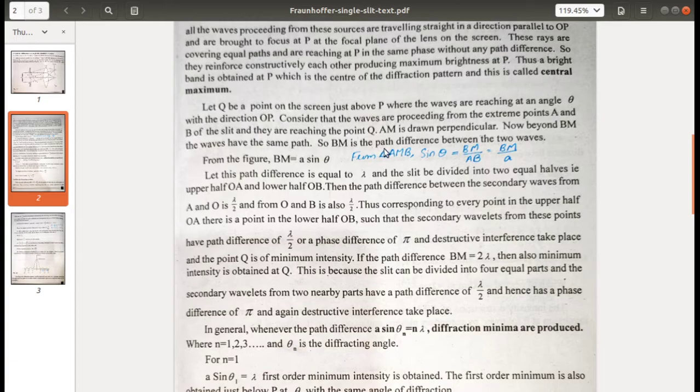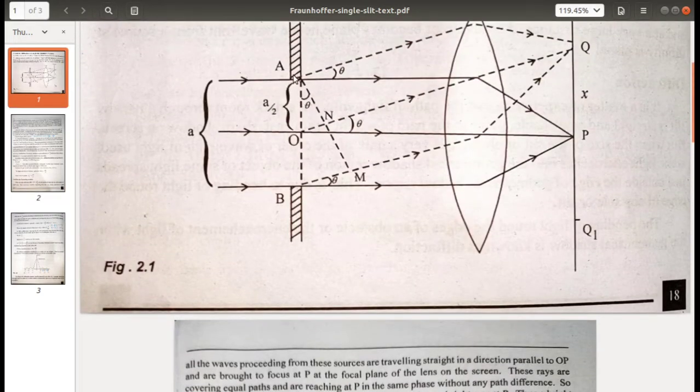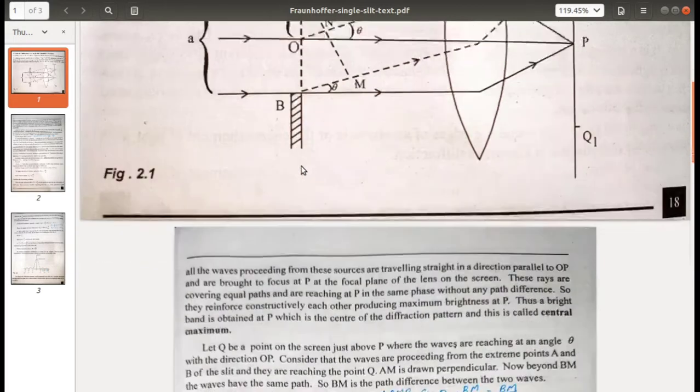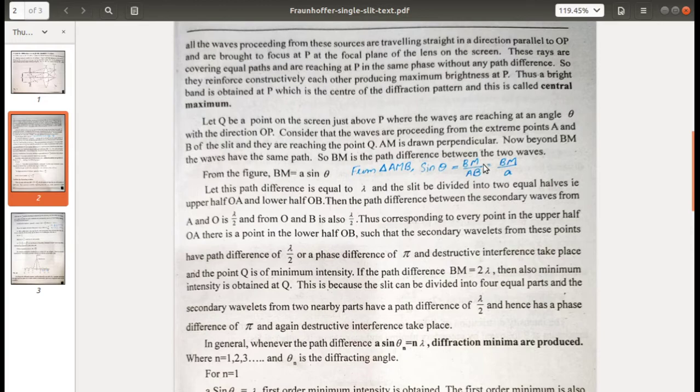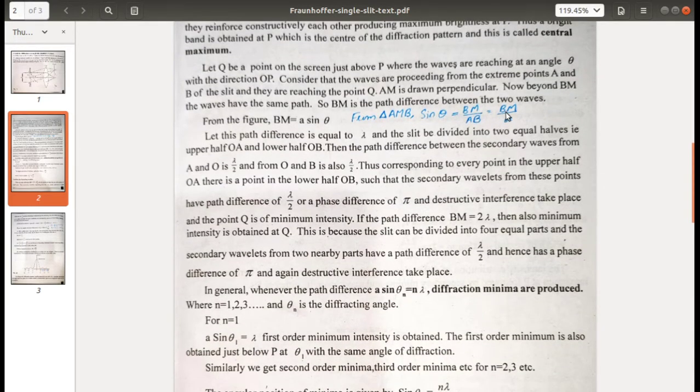So BM is the path difference between these two waves. We can find this path difference by considering the triangle AMB. From this triangle, this is angle theta. So sin theta is nothing but BM by A, where A is the slit width. So sin theta is equal to BM by A, from which BM is equal to A sin theta. So this is the path difference.